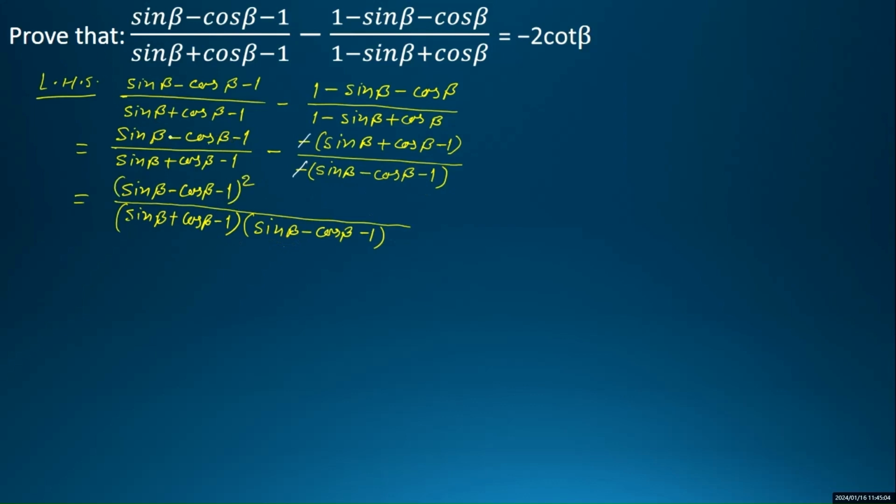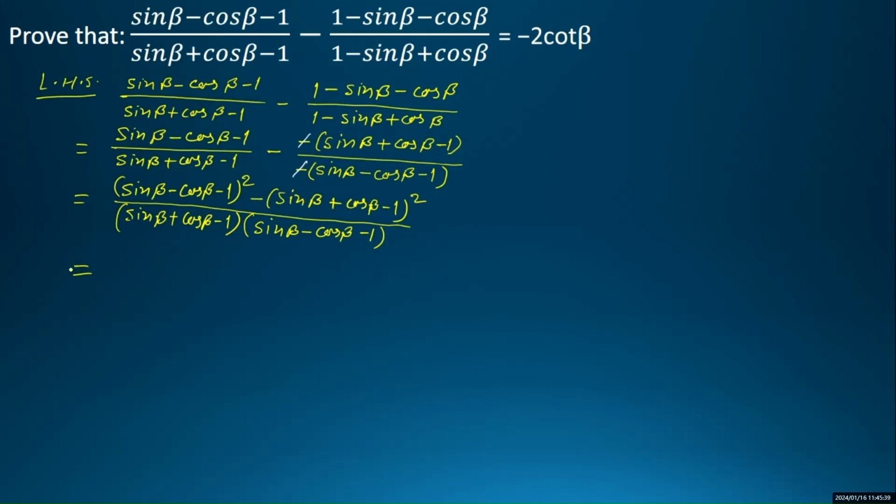All of the terms have the same sign, so it will be a whole square. Minus, we'll multiply sin beta plus cos beta minus 1 and sin beta plus cos beta minus 1. They have also the same sign, so it will be a whole square: sin beta plus cos beta minus 1 whole square.